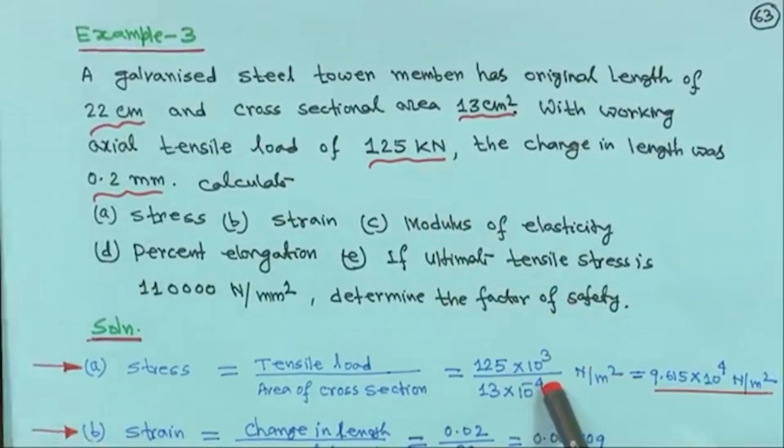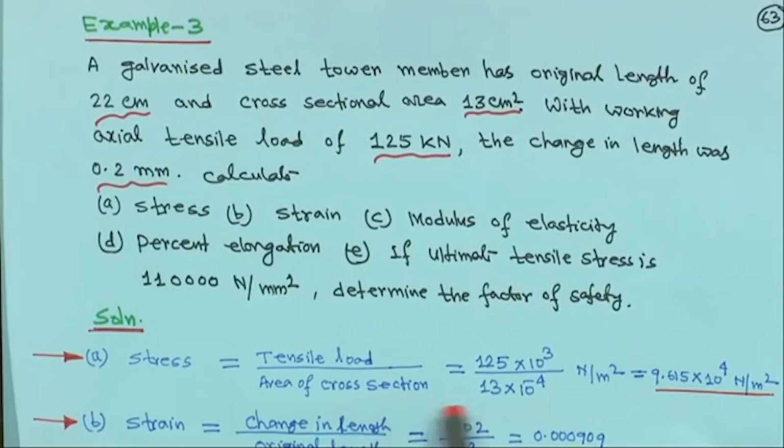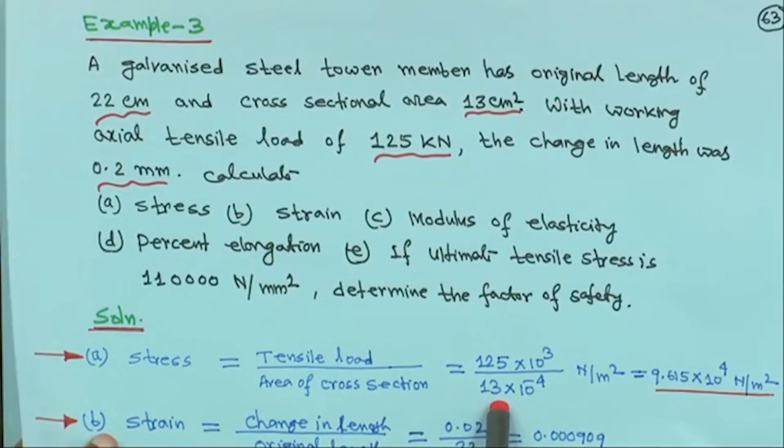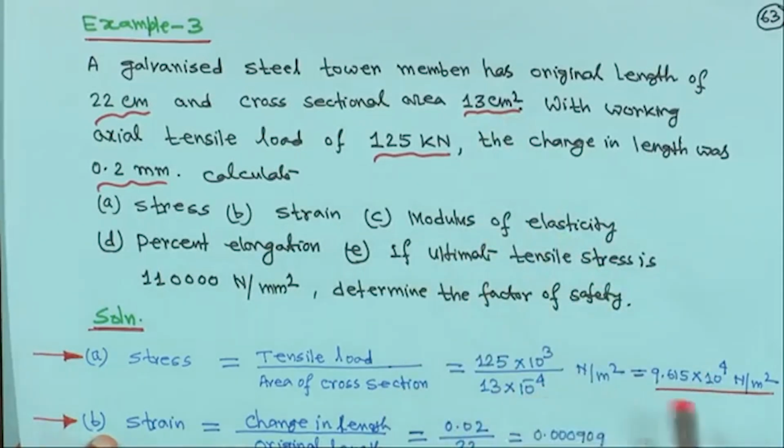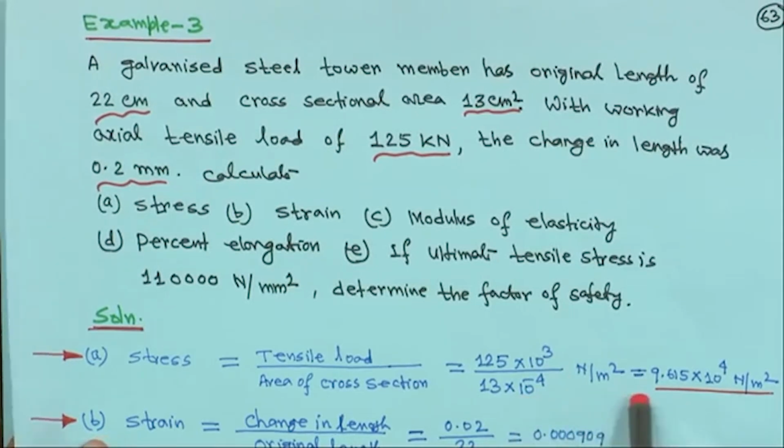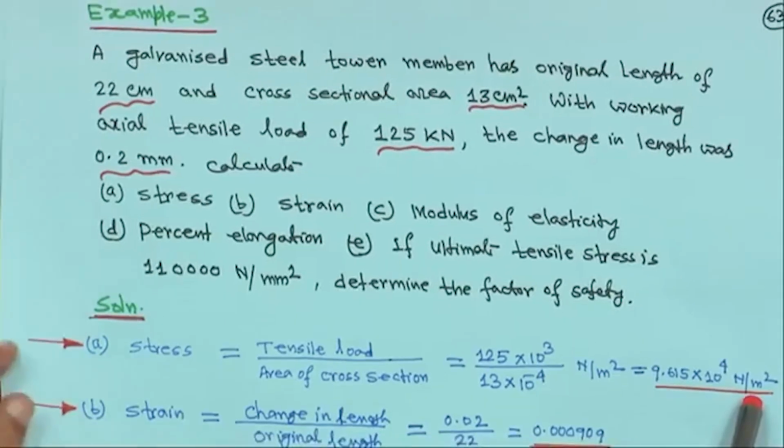So, 125 into 10 to the power 3, and the area of cross section is given as 13 into 10 to the power minus 4 meter square, because it is 13 centimeter square. So, convert it to meter square. So, this will be Newton in the numerator and meter square in the denominator. So, this will be 9.615 into 10 to the power 4 Newton per meter square, right.